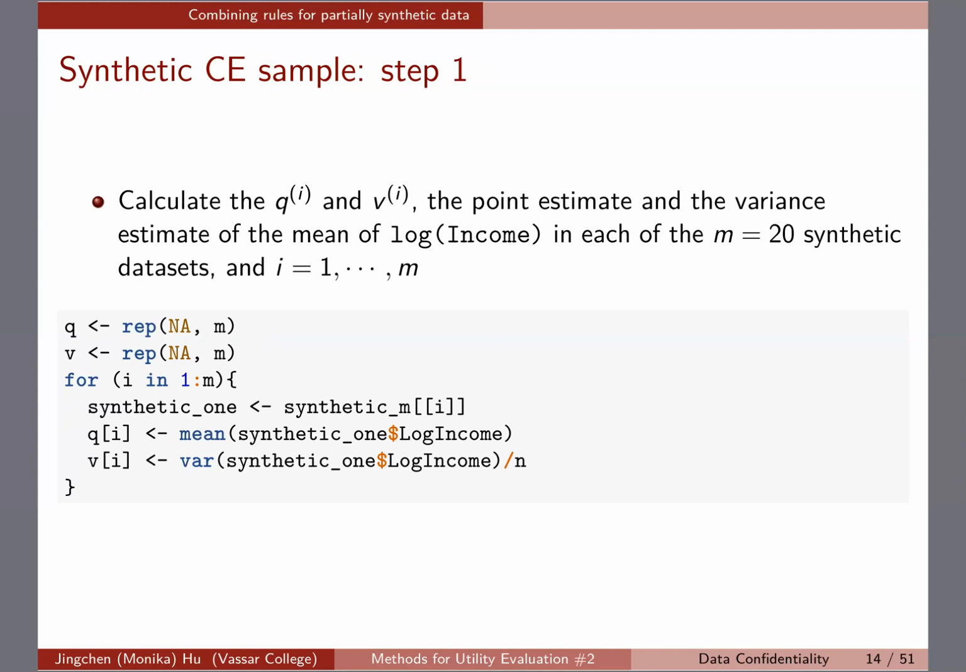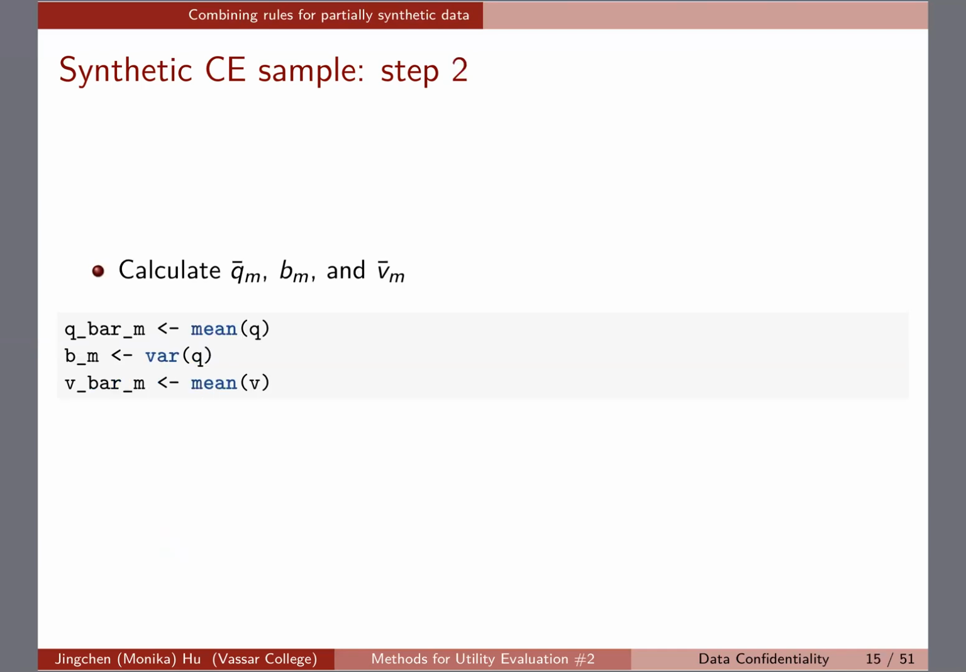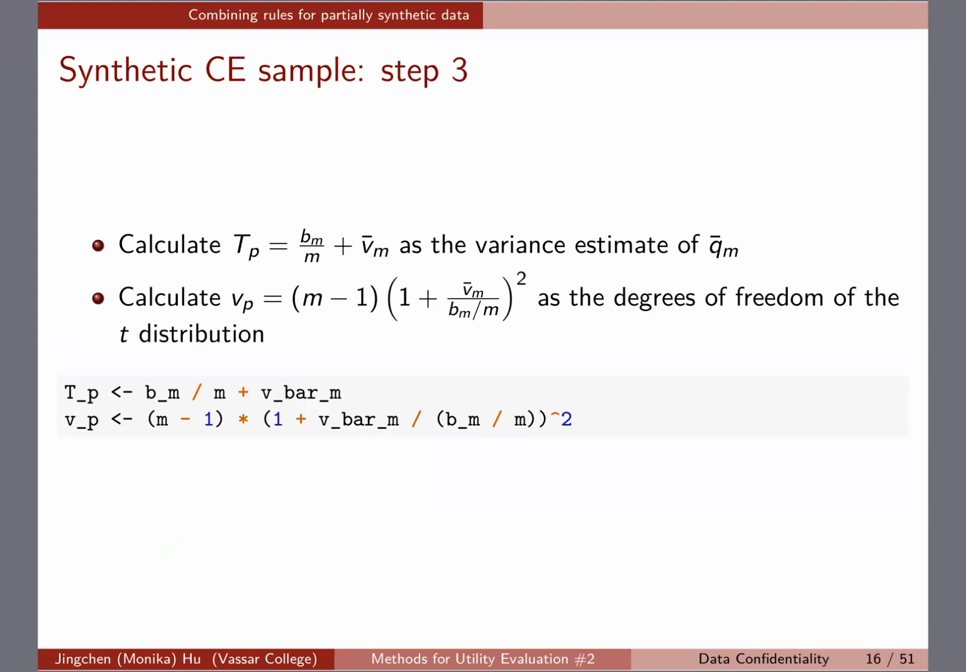This is what I was talking about, be super careful, don't forget to divide by n, because this variance estimate is about Q. Q is the unknown population mean. So we will have to use a central limit theorem based method here. When you get the variance, don't forget to divide it by n. Okay, so you get Q_i, V_i here, and then you can get Q bar M, B M, and B bar M. This is just the mean and variance, the mean of the various things that you have computed. And then you do the T_P calculation and the V_P.